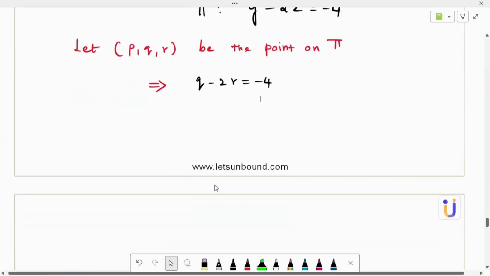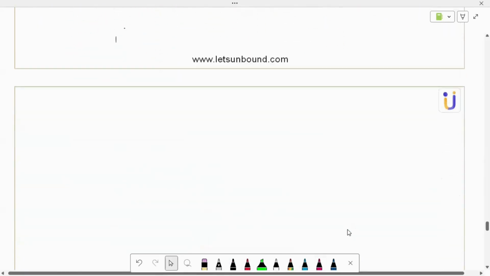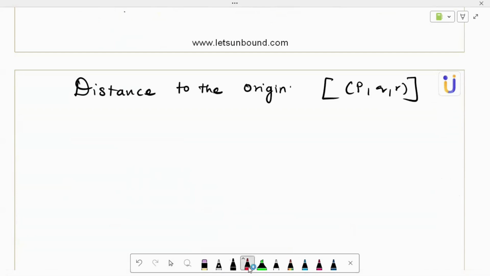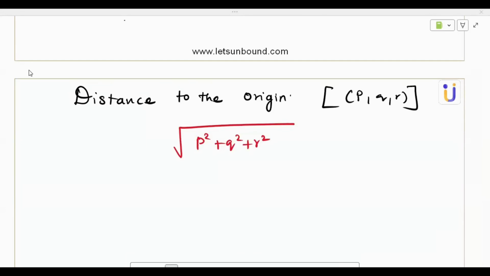And the distance to the origin, next part. The distance to the origin should be minimum. They are telling us the point closest to the origin. So next part is the distance to the origin of this particular point. What is the point we have taken? (p, q, r). And that will be written as the square root of p square plus q square plus r square. It's a very simple three-dimensional distance formula. Let me show it to you.